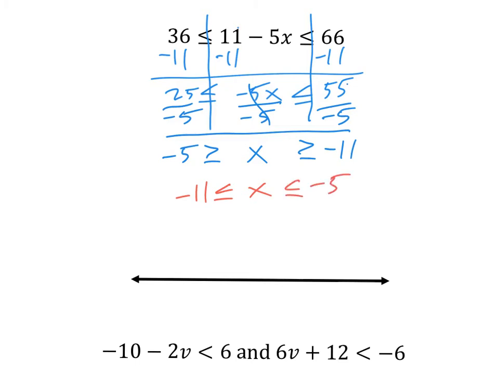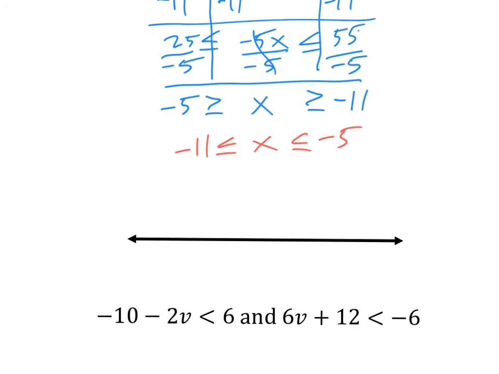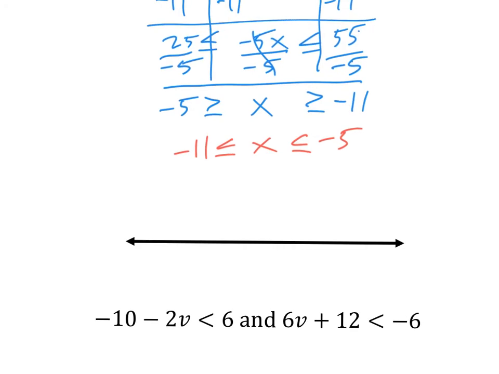Okay, so let's just make sure that this makes sense. Negative 11 is less than or equal to x, which is less than or equal to negative 5, and x could be in between those two numbers, so it does make sense. x would be greater than negative 11 but less than negative 5. So that's what we're going to do on our number line here. We'll just fill in some numbers. Then we'll have a closed circle at negative 11 and a closed circle at negative 5, and then we'll shade in between, and that will be our solution for this inequality.